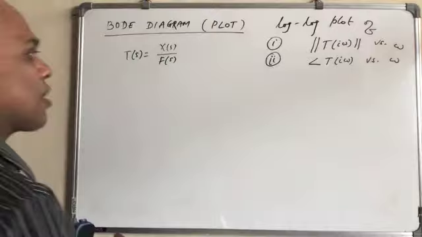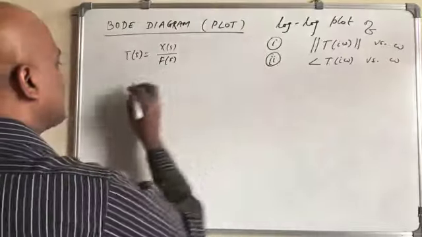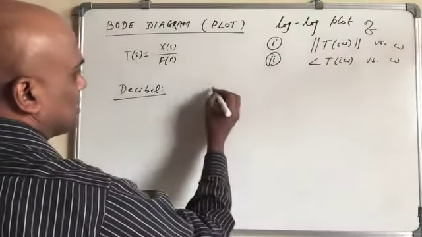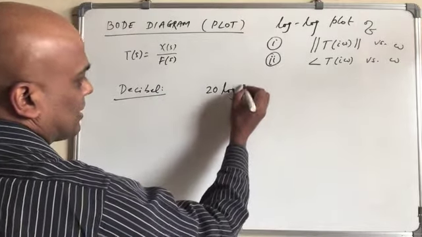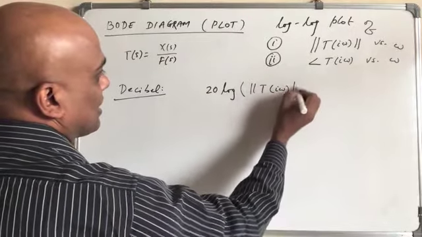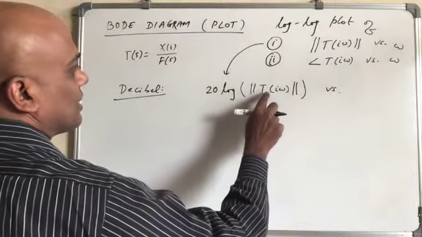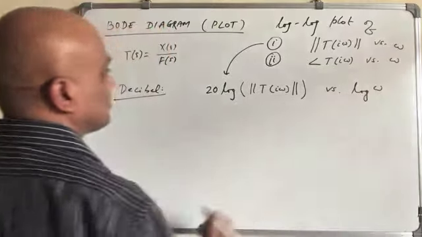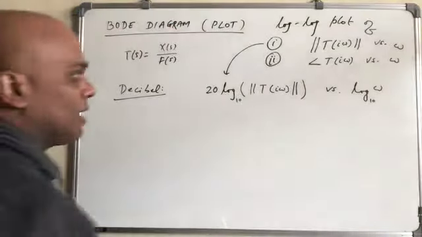Okay, so now this log is true, but you have this one in decibel. And that really means 20 log, on base 10 basically, of the magnitude of T(iω) versus log omega, all base 10, remember.